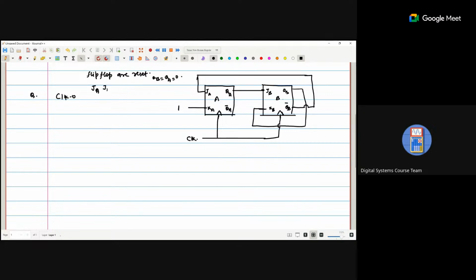So J, K, JB, KB, QB and QA. The question is: after 5 clock pulses, what are QB and QA?